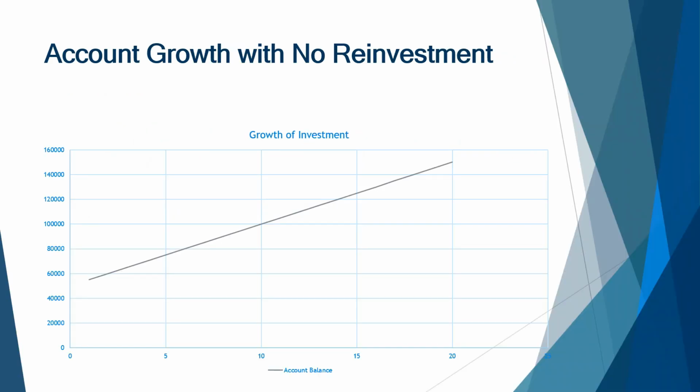Now let's look at a graph with that return, because those returns are not being reinvested. That return is just growing at that 10% on the $50,000, that fixed amount every year. So it's just an upward straight line that grows at a constant rate every year.